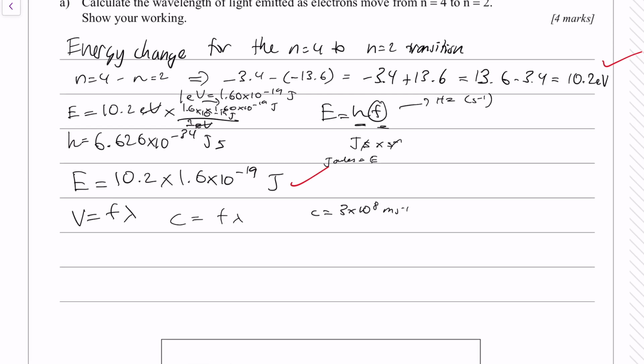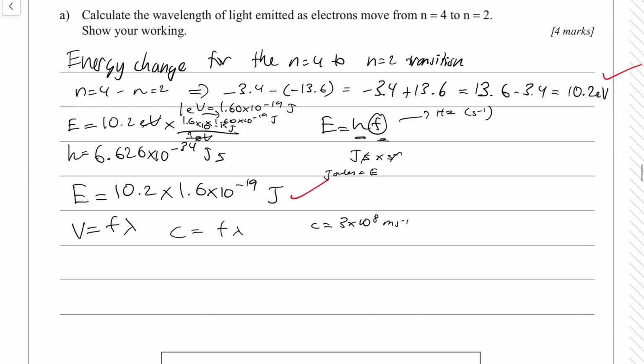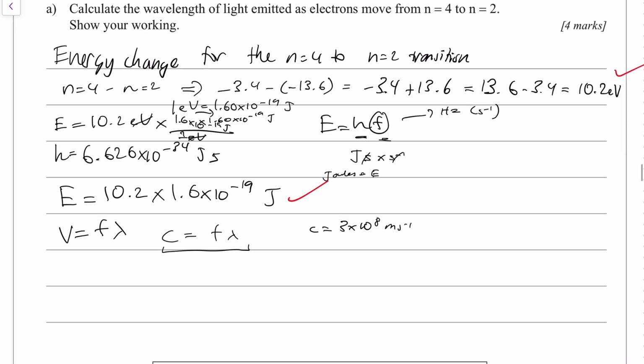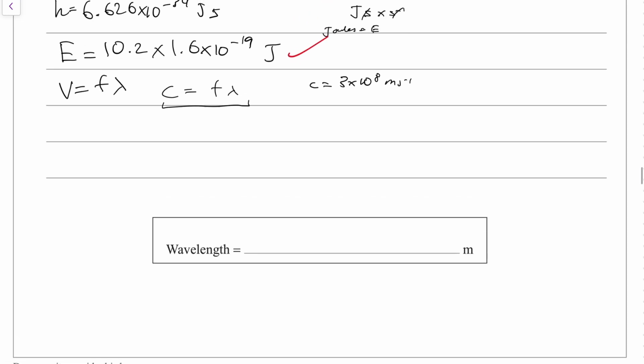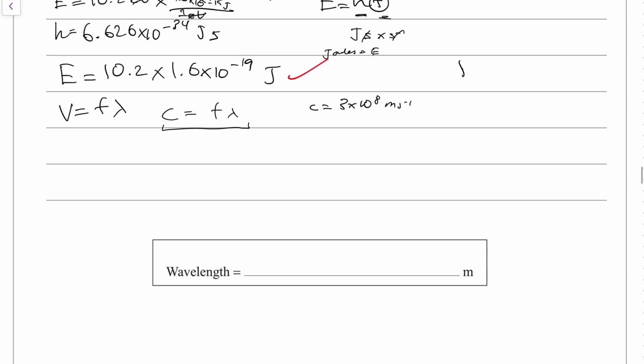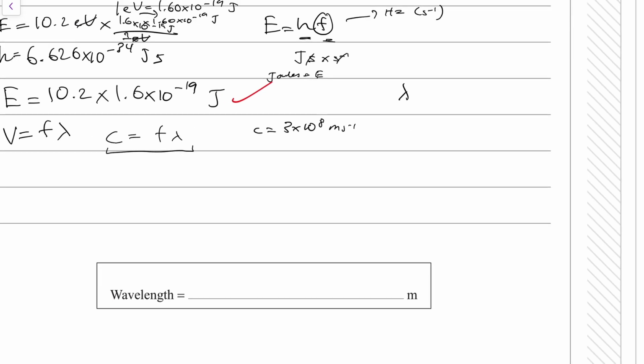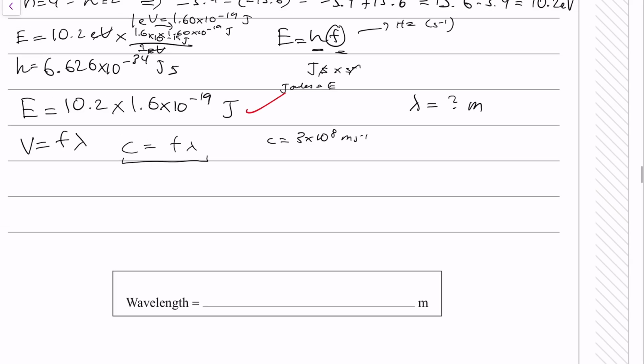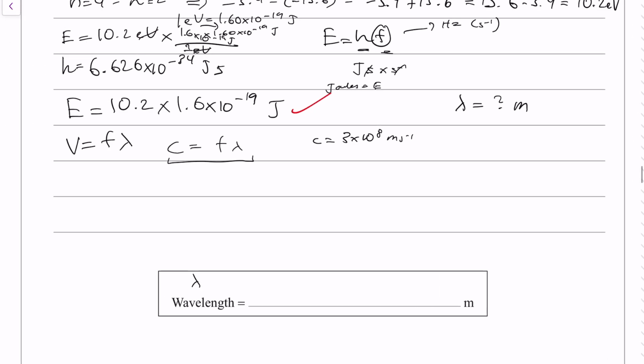Now, we don't know what frequency is, but we can rearrange this formula right here to have frequency on one side of the equation, and then just use that to figure out what we need. Another fact we know is we're trying to find wavelength, and the wavelength symbol is lambda, like a sort of backwards h. It'll be question mark meters as our SI unit. That's what we're trying to find, wavelength.